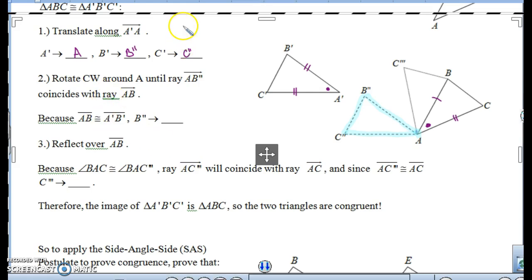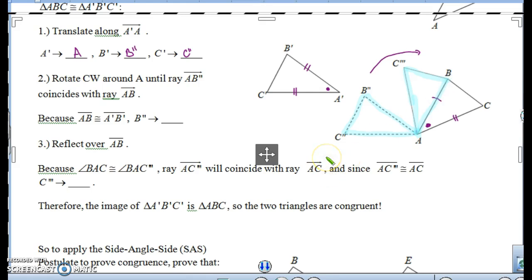Well, if we rotate clockwise around A until AB prime corresponds with ray AB, we're going to get this to turn like this so that AB prime, double prime, ends up at B. So it's going to look like this.